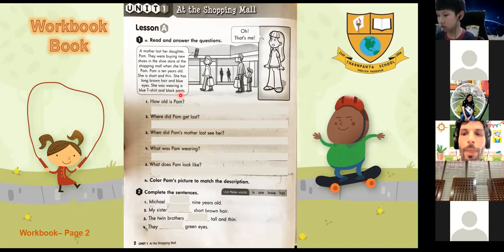So we have the first question here. How old is Pam? How old is she? Who can tell me the answer? Not only how old, but the full answer. I want to hear the full answer for the question. How old is Pam?